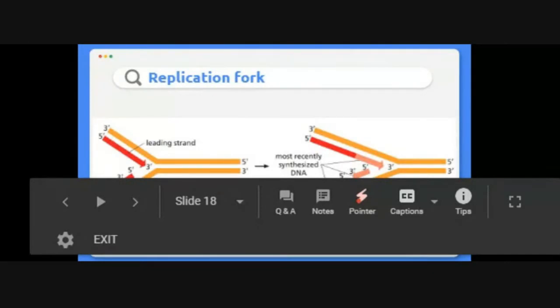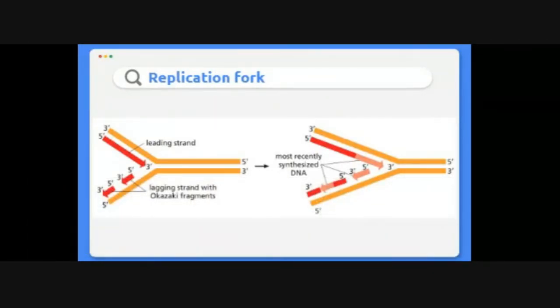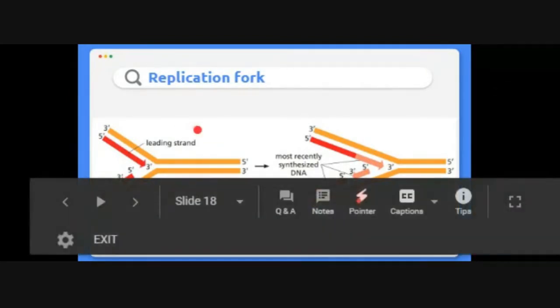When we take a closer look at the replication fork, ito yung itsura niya. So, kung titingin ka sa isang replication fork, ito yung itsura niya. And ito na makikita mo yung leading strand and yung lagging strand.